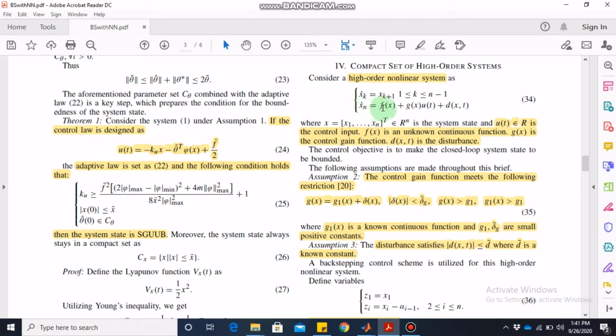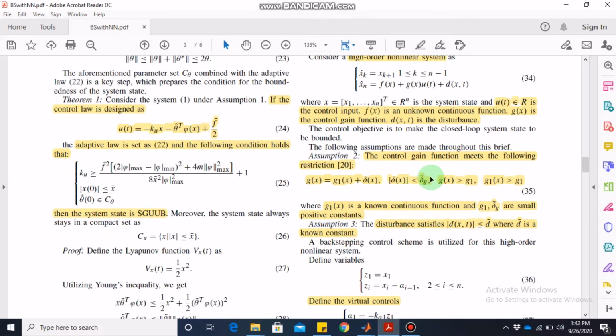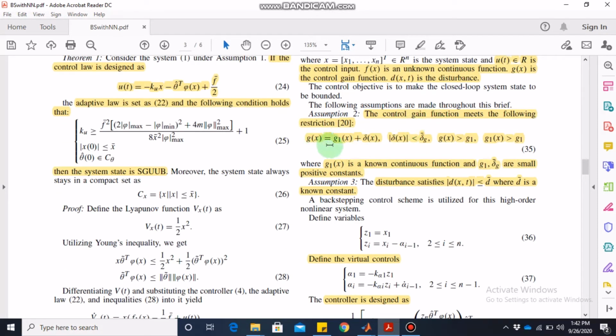Xn dot should be f of x plus g of x times u plus d of x, t, where g of x is basically the multiplication function for the control input, d of x is the disturbance, and f of x is the nonlinear function which is unknown, but we know the upper bound. So here we assume that g of x is g1 of x plus delta of x, where g1 of x is the known part of this unknown g of x, and this unknown part delta is upper bounded by delta bar g. Then g is greater than g1, and g1 is greater than some constant. So g1 of x is a known continuous function. These are all the assumptions, and the disturbance is also assumed to be less than some constant d bar.